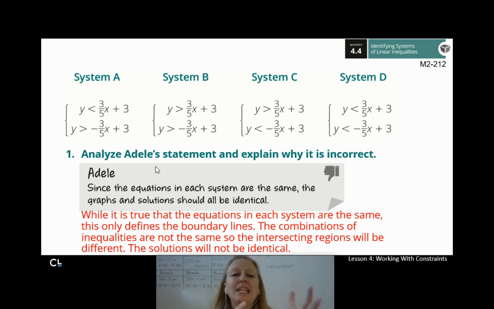The combinations of our inequalities are not the same. So the intersections aren't going to be the same. The intersecting regions are going to be different. The solutions will not be identical. So while the boundary lines will be the same, the overlapping sections will not.